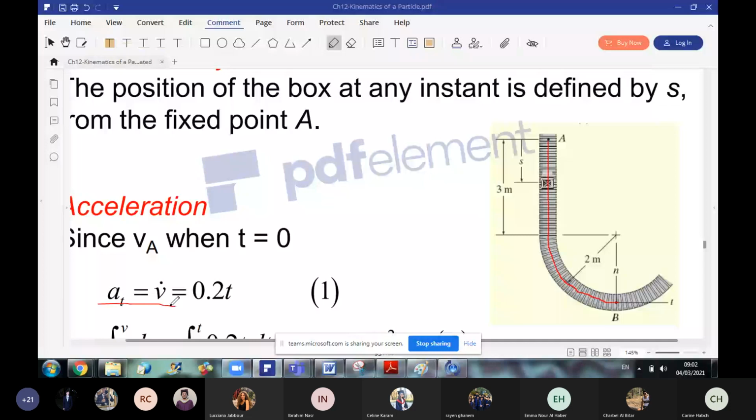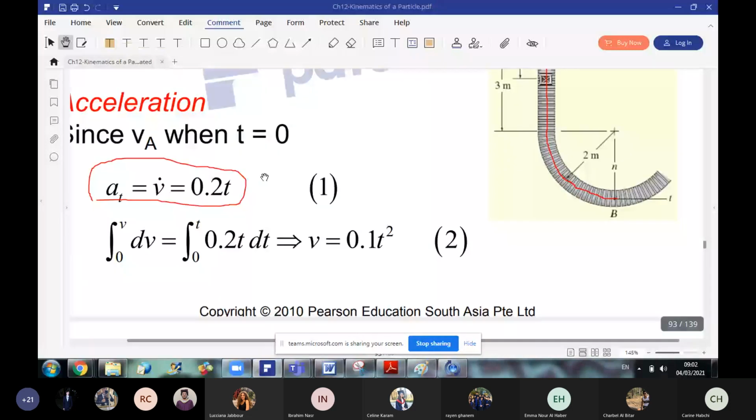And we know that the tangential acceleration is defined as v dot, which is dv by dt. So from here, knowing a_t as a function of time, I can deduce the expression of velocity as a function of time. But I need a boundary condition. In the problem, it says that my box is starting from rest. So at t equals 0, v equals 0. So now I can integrate.